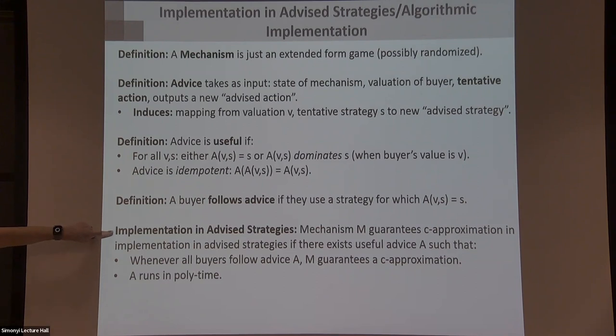So this definition, this implementation advice strategies, I want to say is actually still very permissive. But it says that a mechanism should guarantee some approximation whenever players are using an advice strategy. So they should use something that can be output by my algorithm.